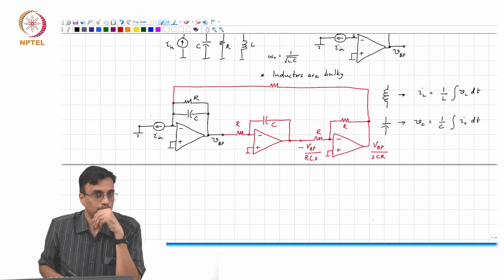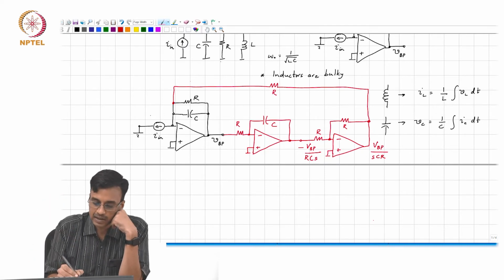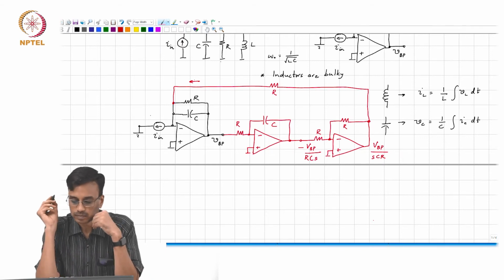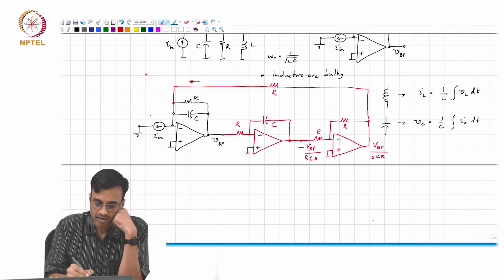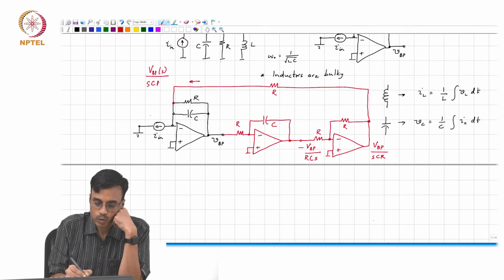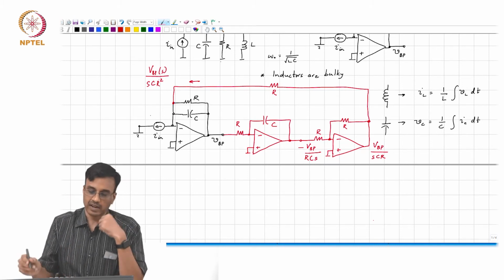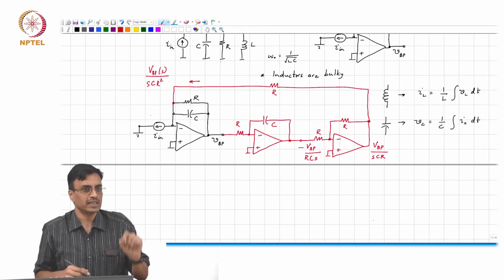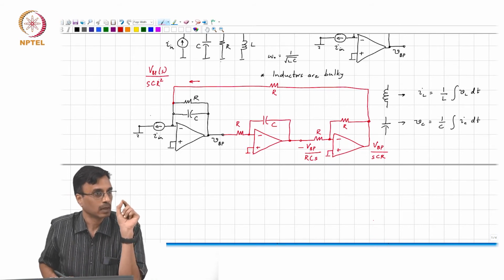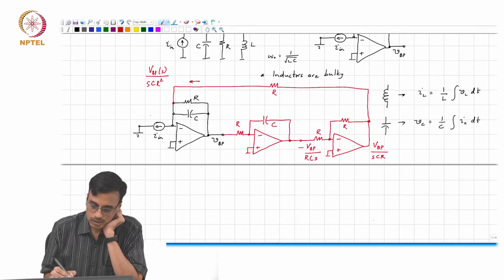All right, and so therefore, what is the current that flows here? VBP of S divided by SCR squared. All right. So this magic box in red is therefore doing the job of an inductor. Correct? And what is the equivalent inductance?